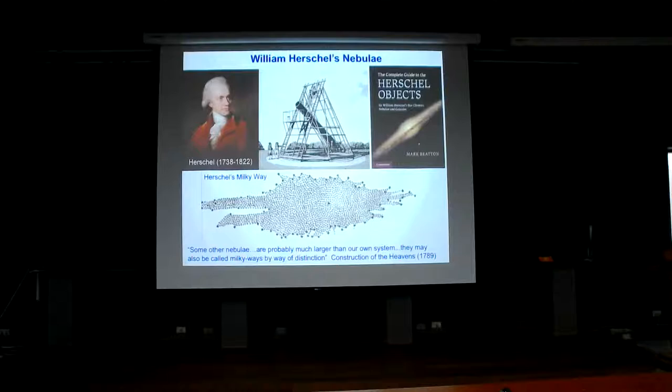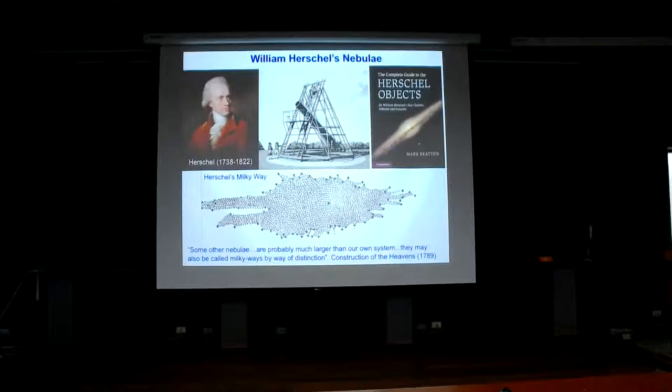Someone who's much more like a modern-day astronomer was William Herschel. He was born in Germany, but he moved to England, and he built his own telescopes. This is one of them. It's called the 20-foot telescope. That's the length of this tube. It is something like a half-meter mirror. He made his own mirrors, not from glass, but from metal.